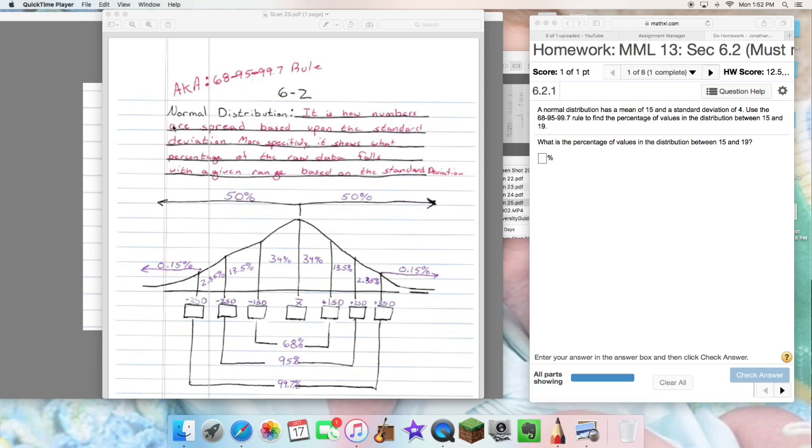So normal distribution, it is how numbers are spread based upon standard deviation. More specifically, it shows what percentage of raw data falls within a given range based on that standard deviation. I like to do it like this, the way I talk about it.